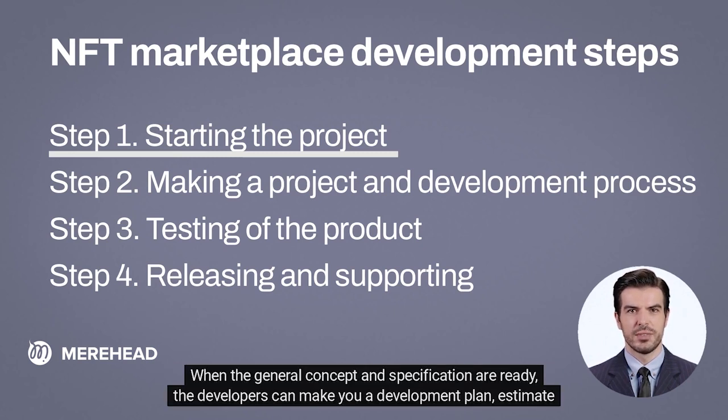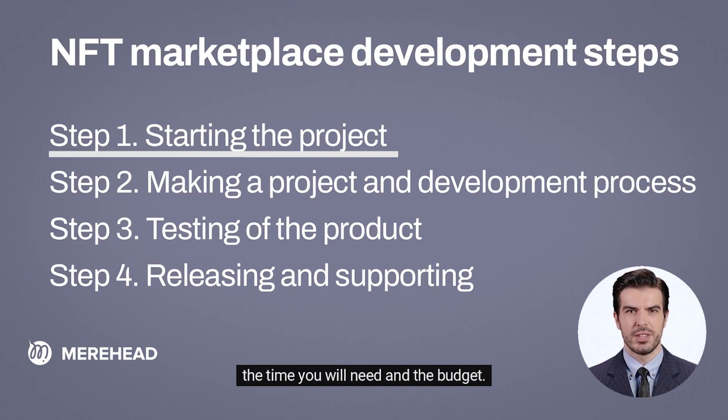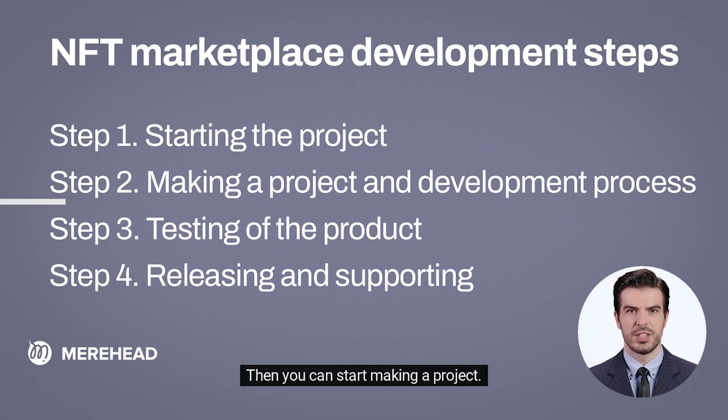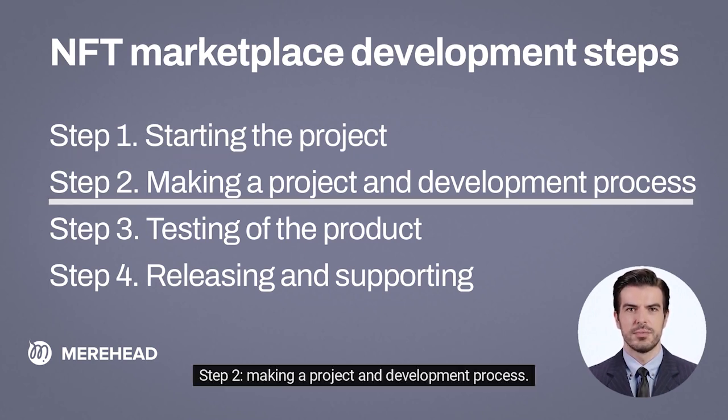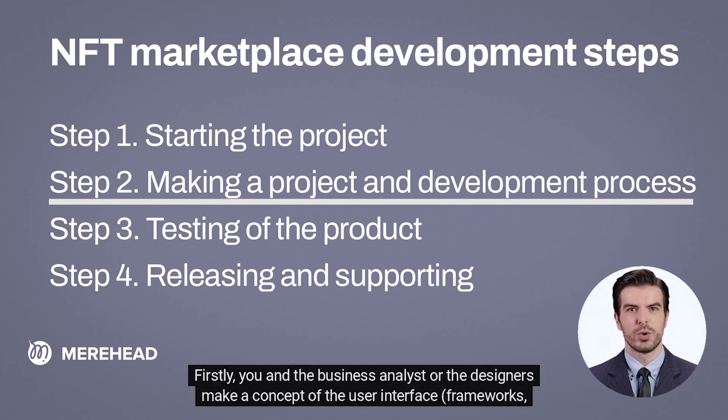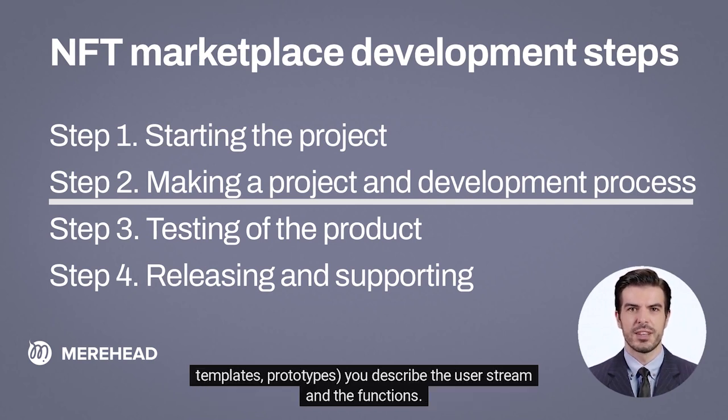When the general concept and specification are ready, the developers can make you a development plan, estimate the time you will need and the budget. Then you can start making a project. Step 2. Making a project and development process. Firstly, you and the business analyst or the designers make a concept of the user interface, frameworks, templates, prototypes. You describe the user flow and the functions. Then an effective architecture of the trading platform is created.